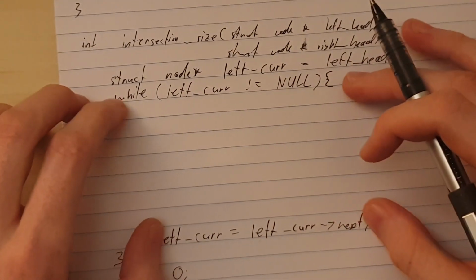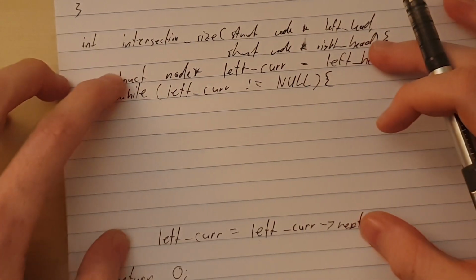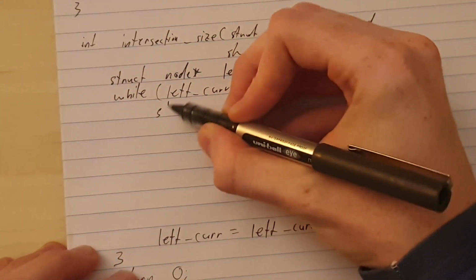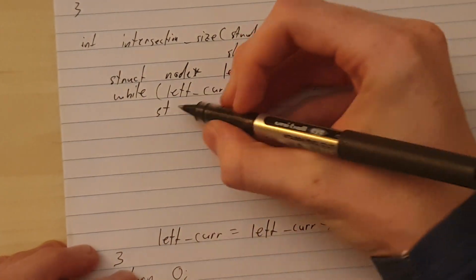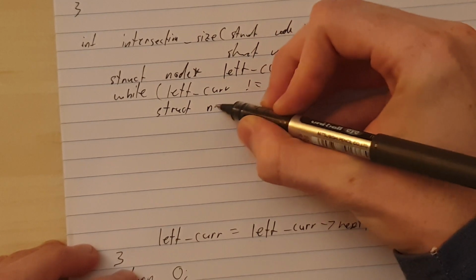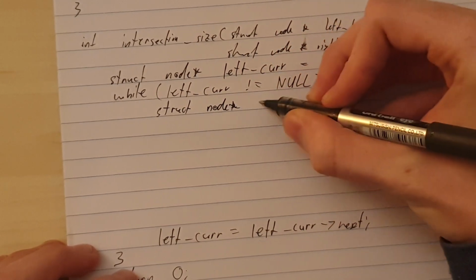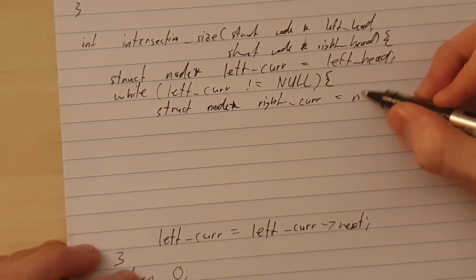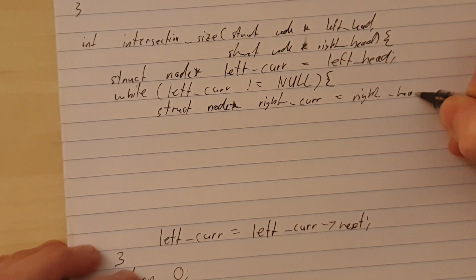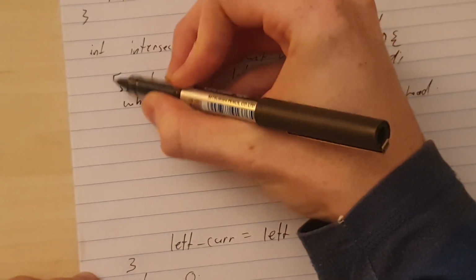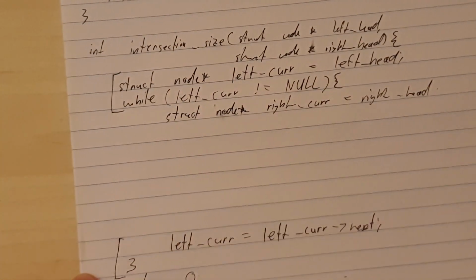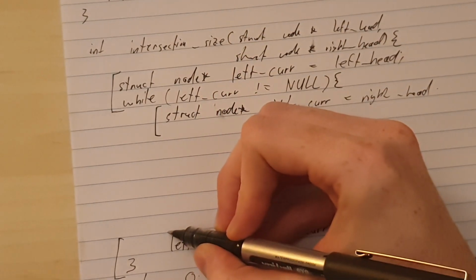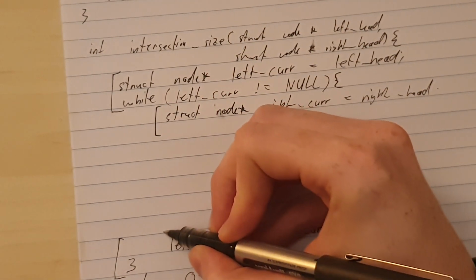So basically, I then want to take another copy of this code and put it inside to loop through the right list, so that for every node in the left list, I loop through the right list. So I'm going to do struct node star right underscore cursor, and I'm going to say that equals right underscore head. And you can sort of see here that this little block is a loop through the left, and I'm going to have another block in here, which is a loop through the right.